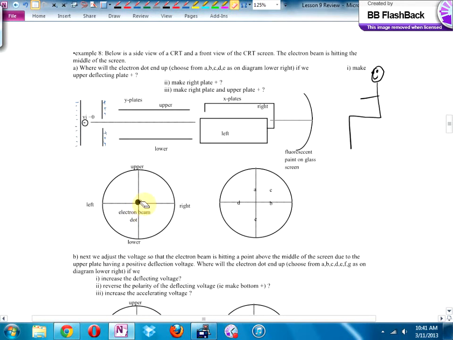Now let's see if we can reason our way to some answers. It says this: where will the electron dot end up? Choose from location A, B, C, D, or E on the diagram if we, number one, make the upper deflecting plate positive. If I make this plate positive, how will that deflect the electron beam? Right now it's in the center. I make this positive. Where will we see it hitting? Location A, B, C, D, or E?